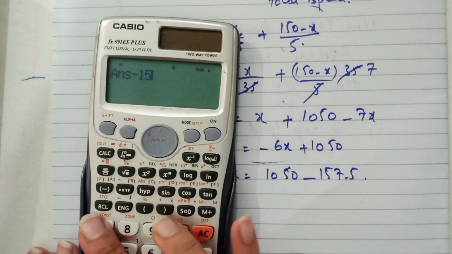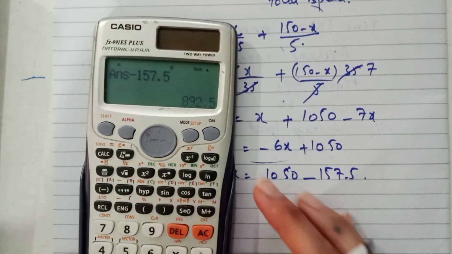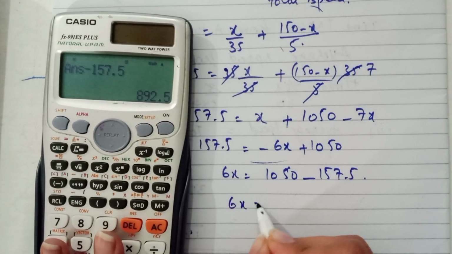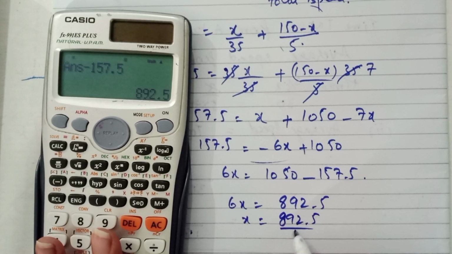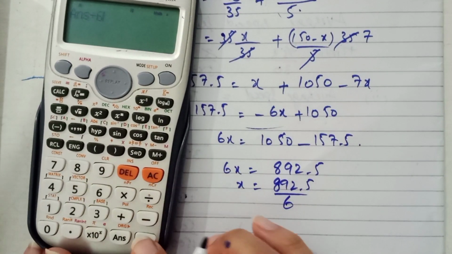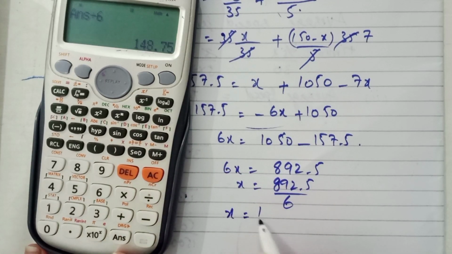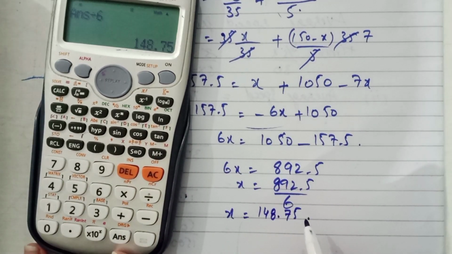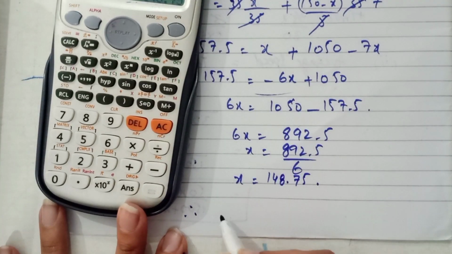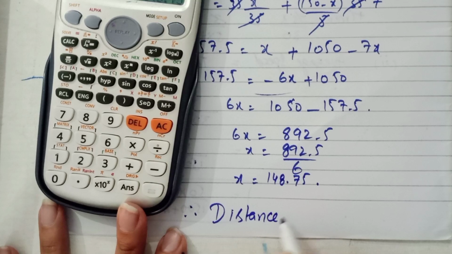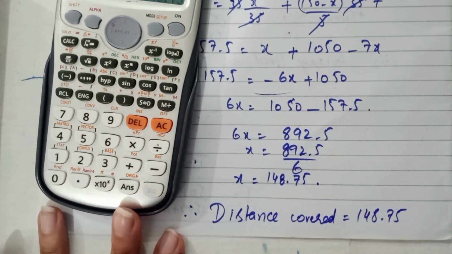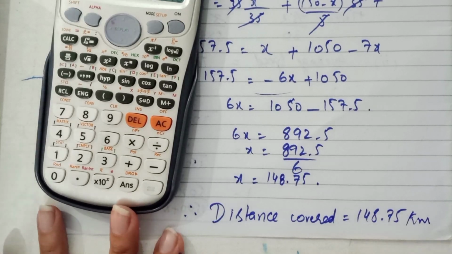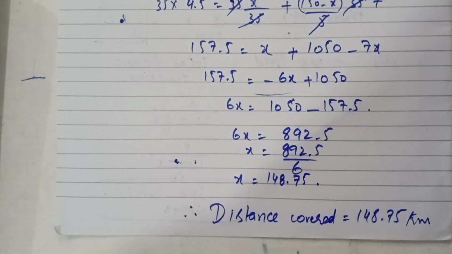1050 minus 157.5, we get 6x equals 892.5. 892.5 divided by 6 is 148.75. Now students, the distance covered for the first part is 148.75 kilometers. And that is the answer of question number 9. Now it's solved.